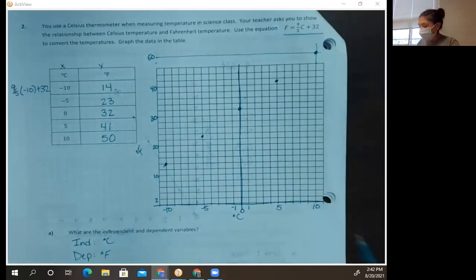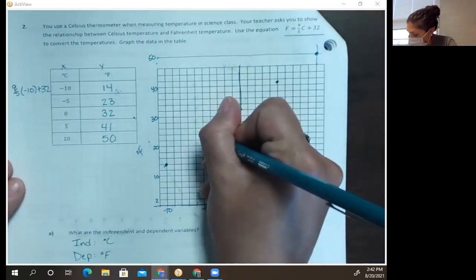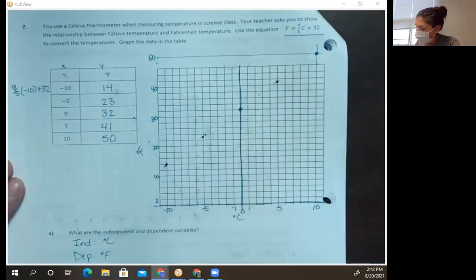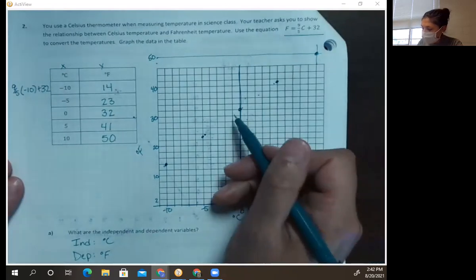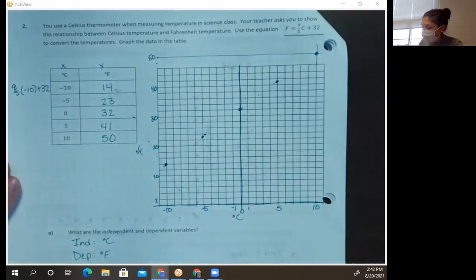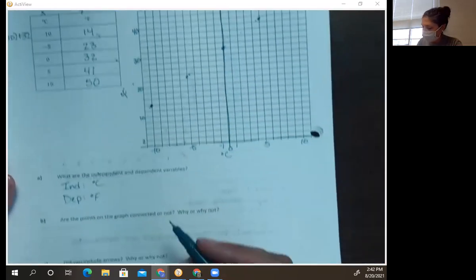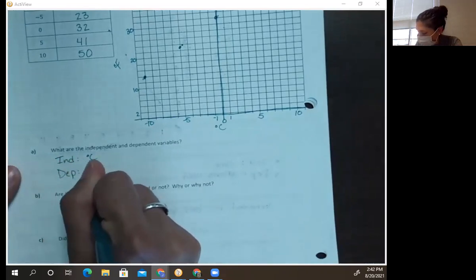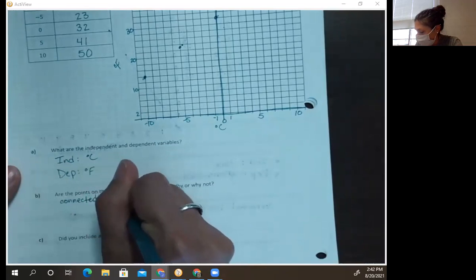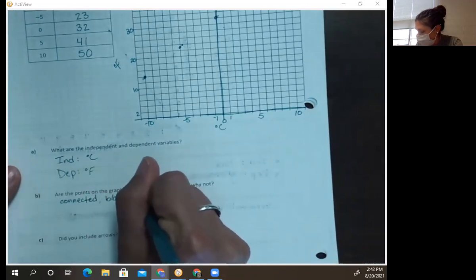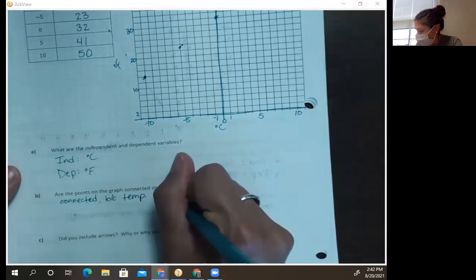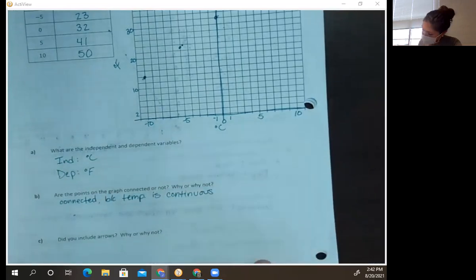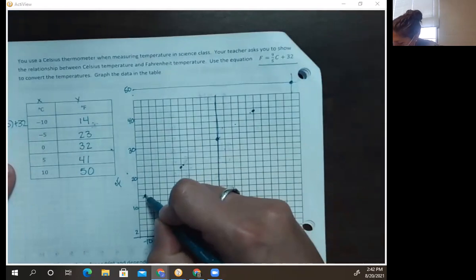So we could have a data point in here, or one here, or one here. All of that's okay. Stuff in between the points we have is okay. So this would be continuous. Temperature is continuous. So we want these points to be connected because temperature is continuous. So I'm going to connect these.